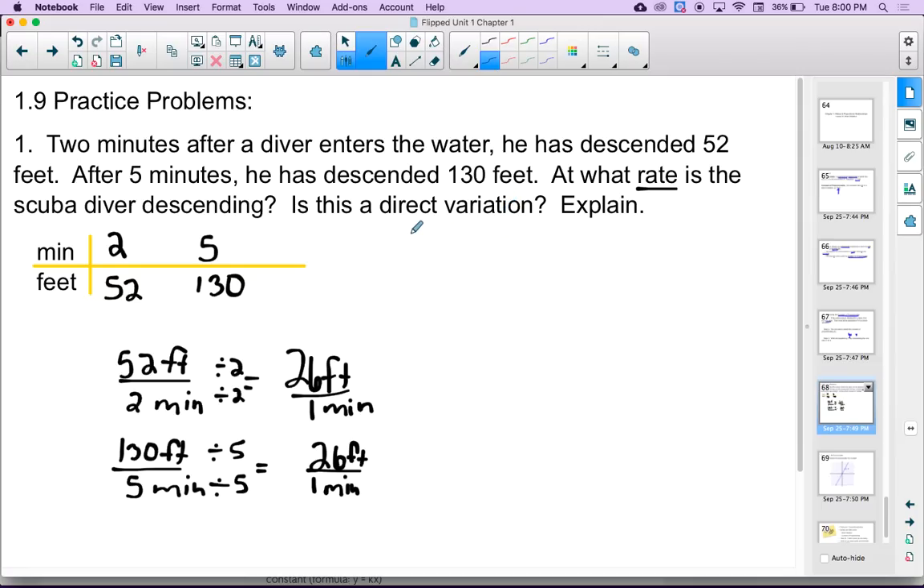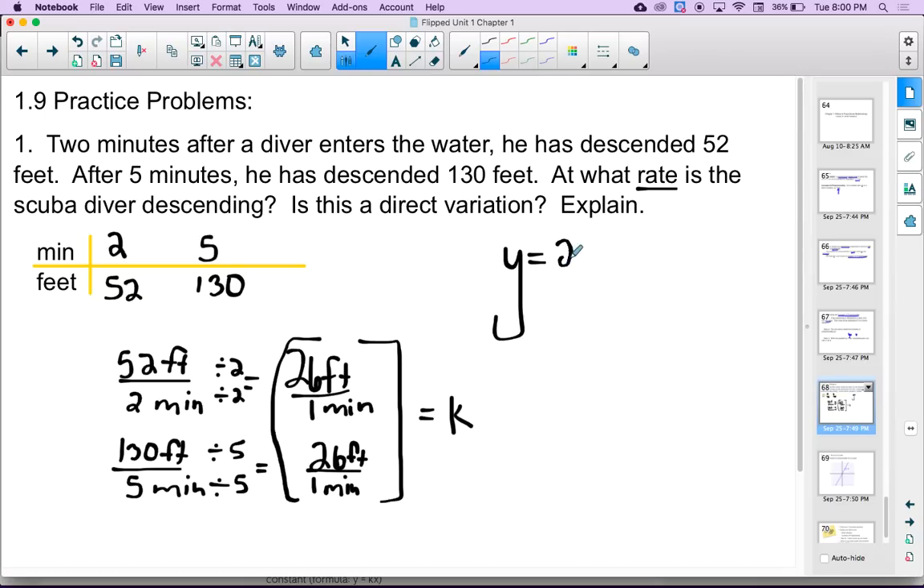Now, if it is a direct variation, we know that this constant ratio here is called the constant of proportionality. So that's our k. So our job is to write this in the equation, y equals kx. So we put y equals 26x, and that is our direct variation equation.